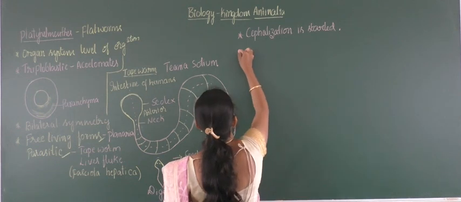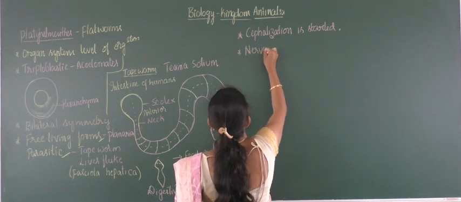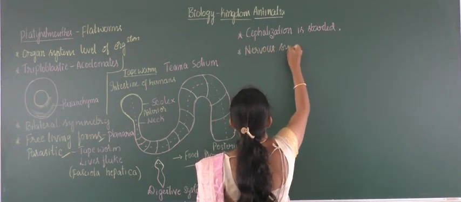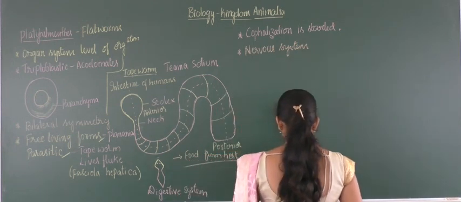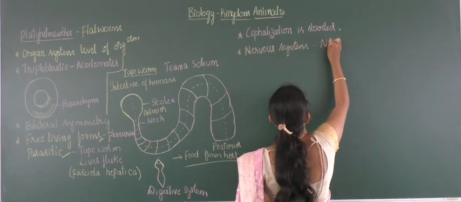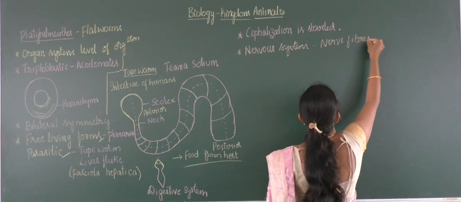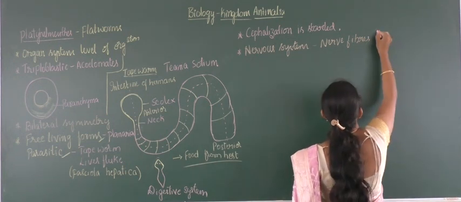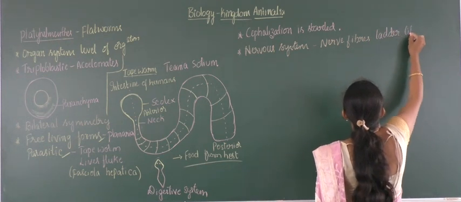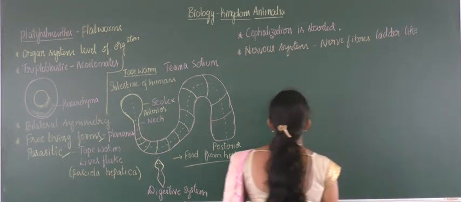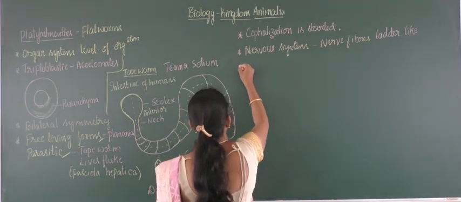Coming to the nervous system, they contain a diffuse type of nervous system where they possess nerve fibers in the form of a network of ladder-like appearance, right? This is regarding the nervous system in case of Platyhelminthes.